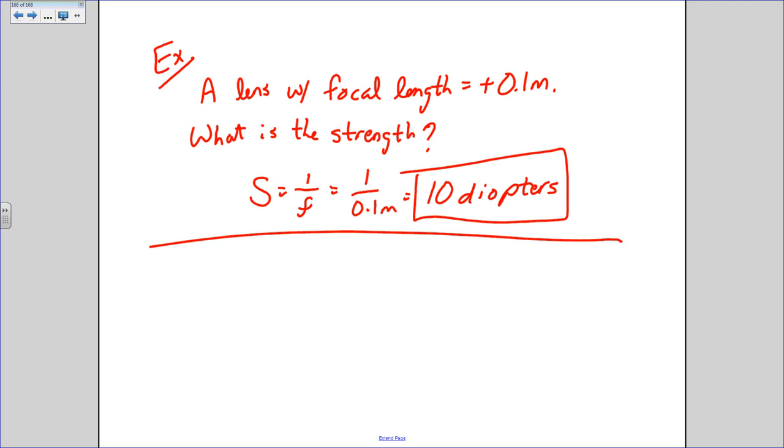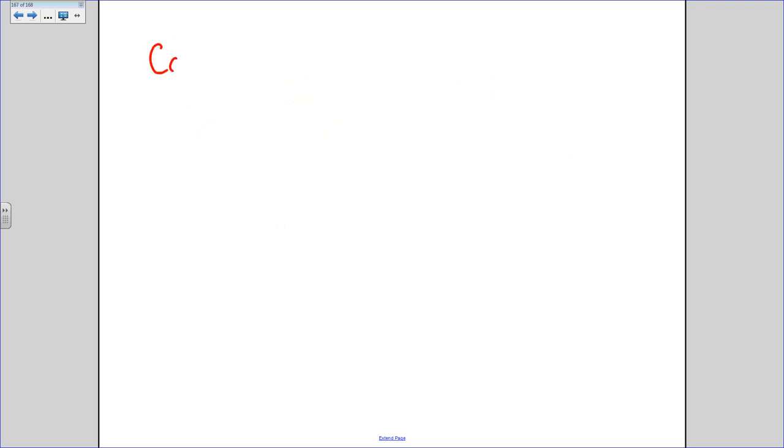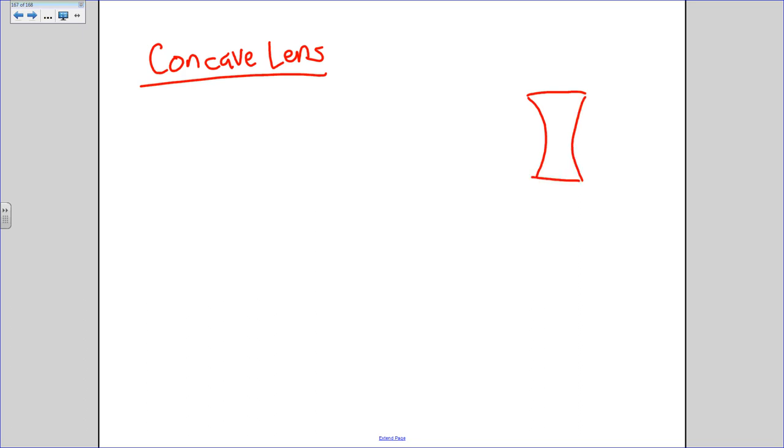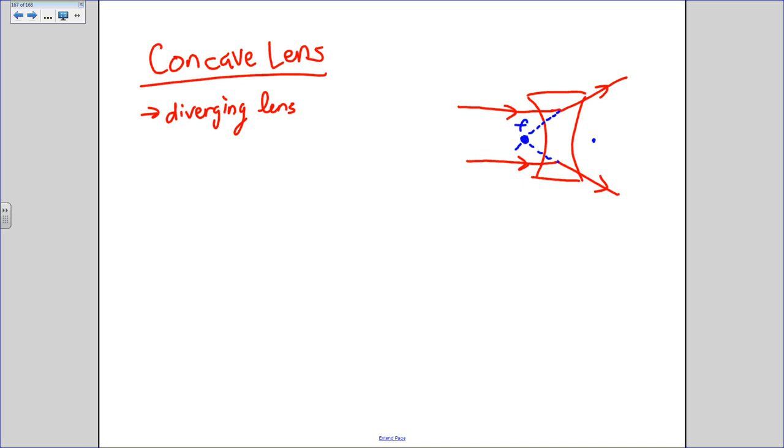All right, there's another type of lens. It's called a concave lens. Concave lens looks like this. Light rays that come into a concave lens that are parallel will diverge. So this is also called a diverging lens. The light rays are going to diverge in such a way that if I were to trace them back, they would go through the focal point. Right? So the light rays diverge in such a way that they'll go through the focal point.